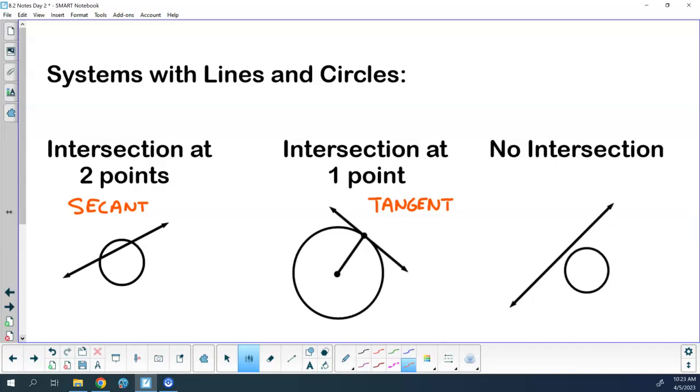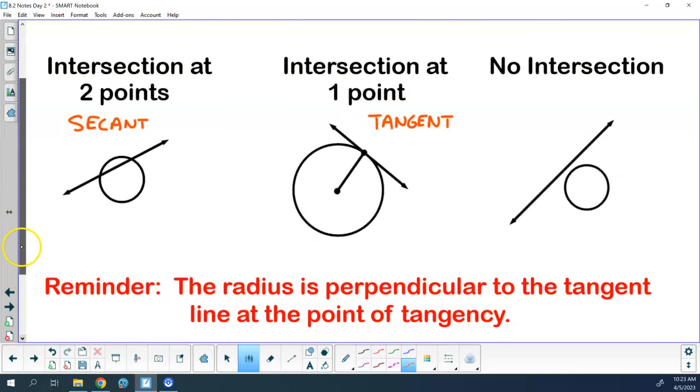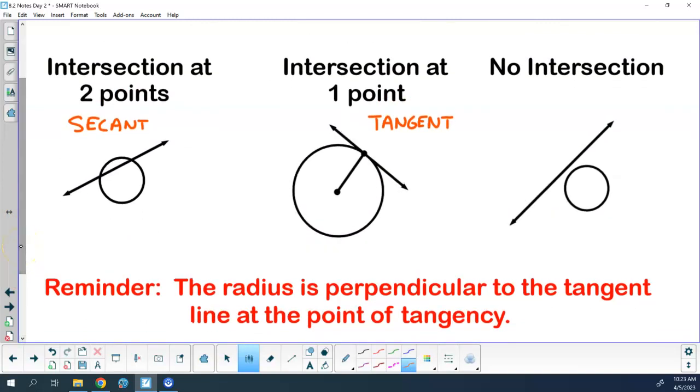Because, let me see if I got it written down here below. There it is. Okay? Because the radius, which is right here, this is my radius, is perpendicular to the line of tangency at the point of tangency. So this line here is my tangent line, which would make this my point of tangency.